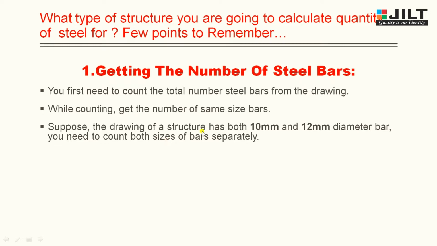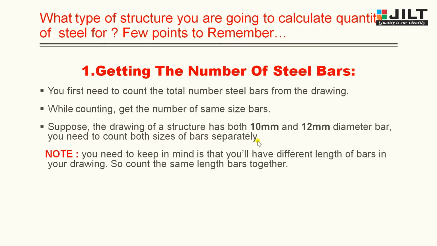Suppose the drawing of a structure has both 10 mm and 12 mm diameter bars. You need to count both sizes of bars separately. If you have 10 mm, you count 10 mm bars only. If you have 12 mm, you count 12 mm bars separately. If it has 14, 16, etc.